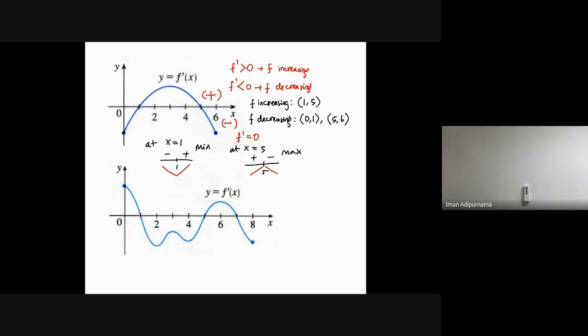Also, you can think about the endpoint, but we are not really sure what the graph looks like there, so we can just ignore the endpoint. Yeah, okay.